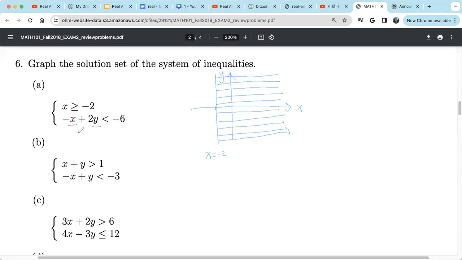Now let's see the second one. Maybe we want to solve for y, right? So 2y less than negative x, become positive on this side, minus 6. Divided by 2, so that's y less than half x minus 3. If x is 0, y is negative 3. If x is 2, y is negative 2, right? 2 times half is 1, 1 minus 3, that's negative 2. So let's graph with red color.